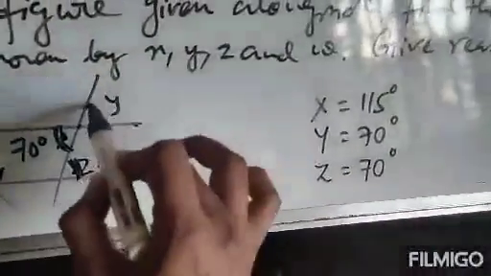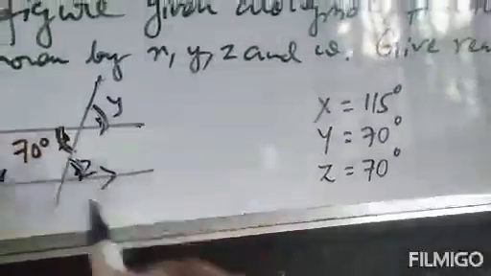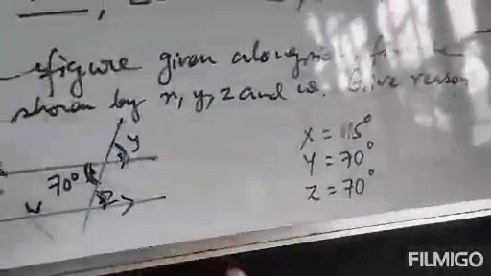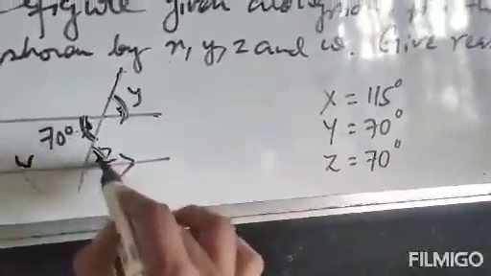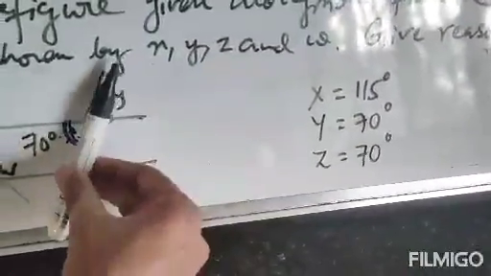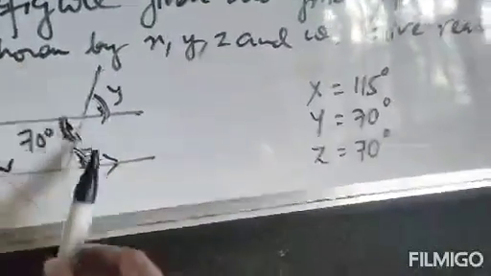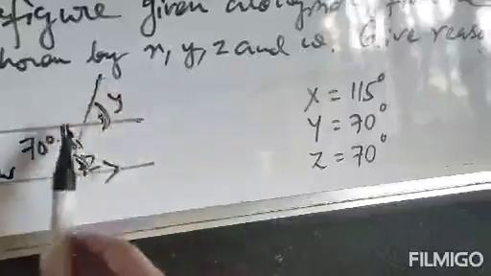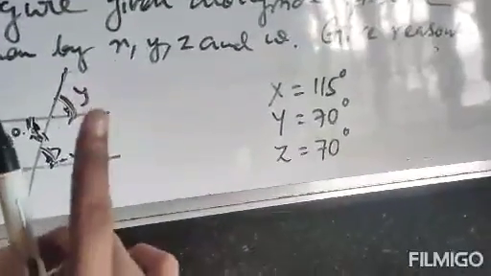Another method is that suppose this is the y and this is the z and this is the transversal. So these two are corresponding angles also. So on the basis of two concepts you can calculate the value of z. First concept is these two angles are alternate angles, because this is the transversal. This angle is on one side of the transversal, this angle is on another side of the transversal. So they are alternate angles. So if this is 70 degree, this will also be 70 degree. That is the first method.